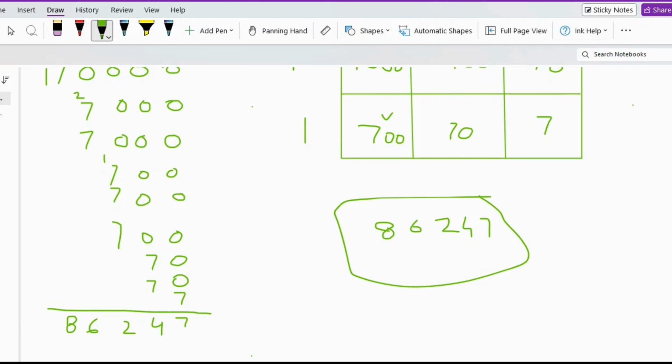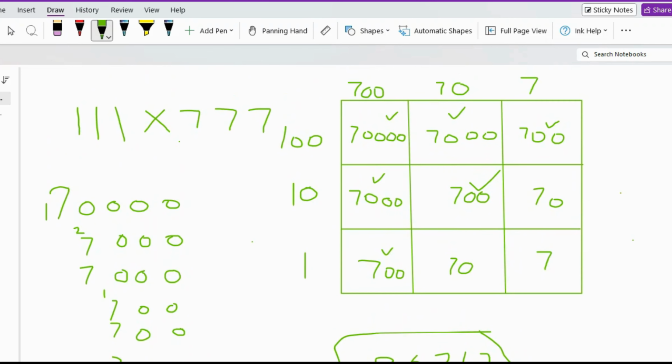So as you can see, it's not too difficult, it's quite easy. This is the box method, which we can use to multiply 3 by 3 numbers.